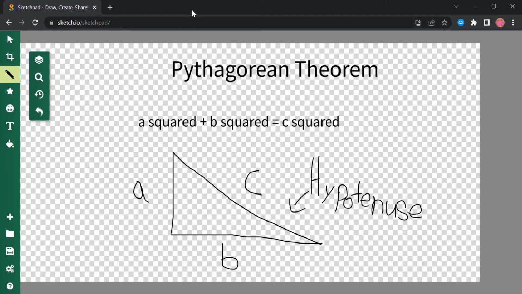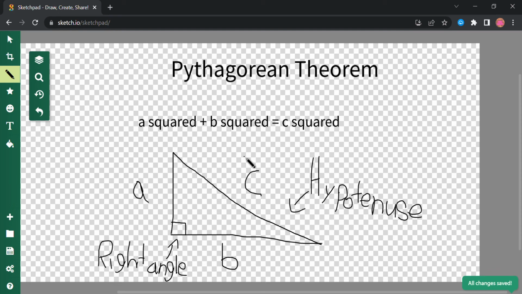Hypotenuse. That's how I usually try. That's the hypotenuse, the longest side of a triangle. This is where the right angle would be. Right angle. And basically a squared plus b squared equals c squared.